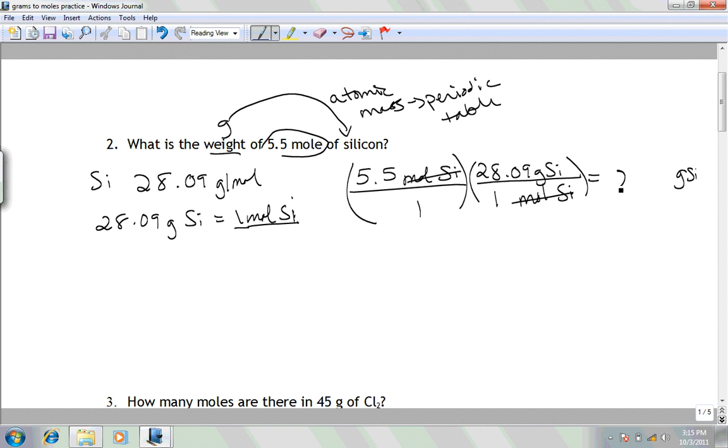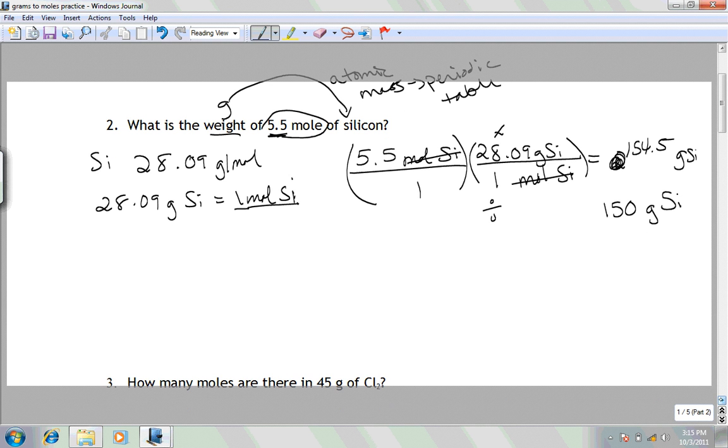5.5 times 28.09. Multiply those together. Remember, if it's on the top, you multiply. If it's on the bottom, you divide. And that comes out to be 154.5 grams of silicon. Now, notice there's two significant figures in the beginning number. That means we need to round it off to 150 grams of silicon. That 0 at the end doesn't count because it's a trailing 0 without a decimal.